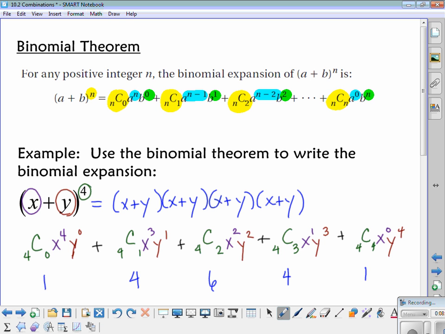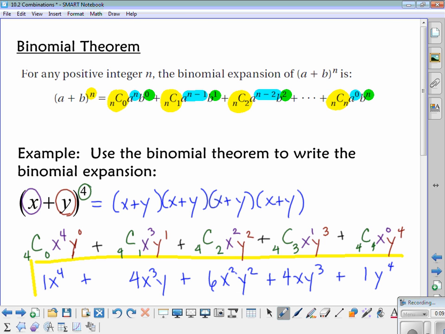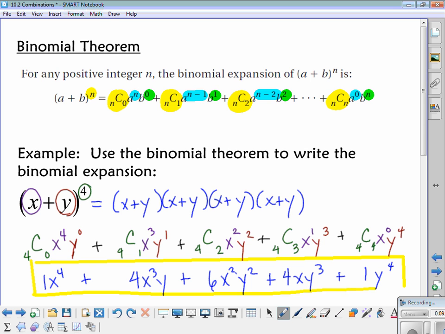So x to the 4th, y to the 0 is just x to the 4th. And then x cubed, y to the 1st, so x cubed y. X squared, y squared. X y cubed. And then y to the 4th. Any questions on this?